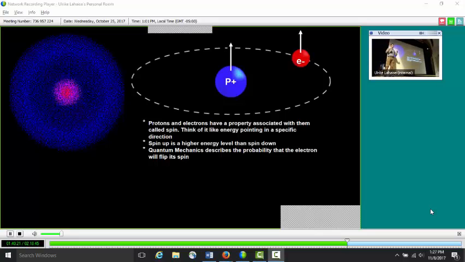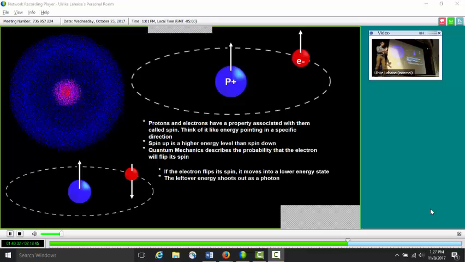Now, there's a certain probability, very low probability, but there is one, that the electron will go ahead and flip its spin. When it does that, it enters into a lower energy state. And once that happens, that leftover energy needs to be accounted for, and it is. It's emitted in the form of a photon.